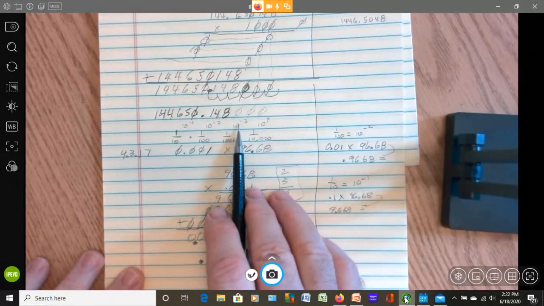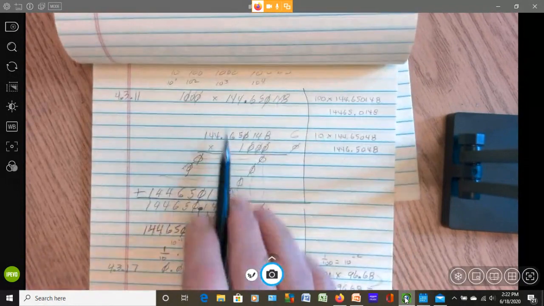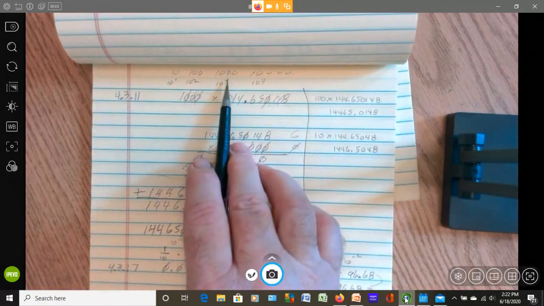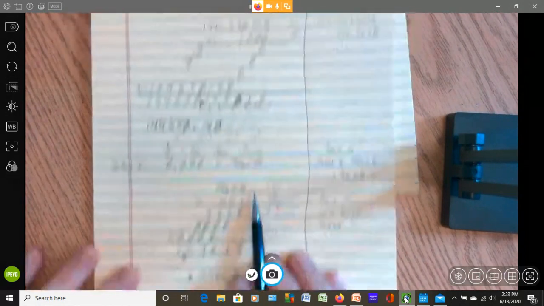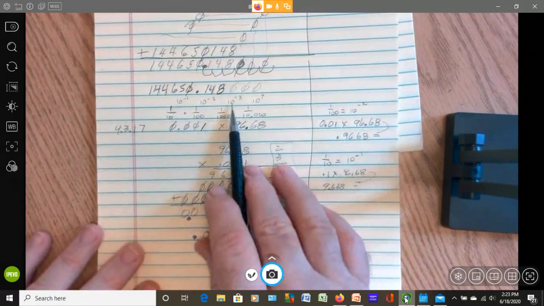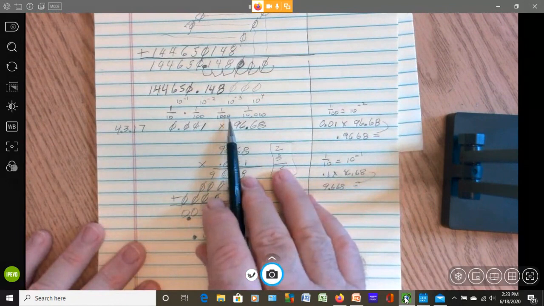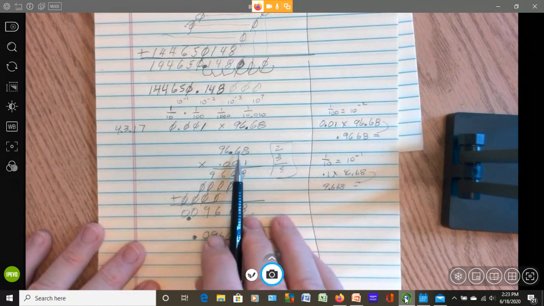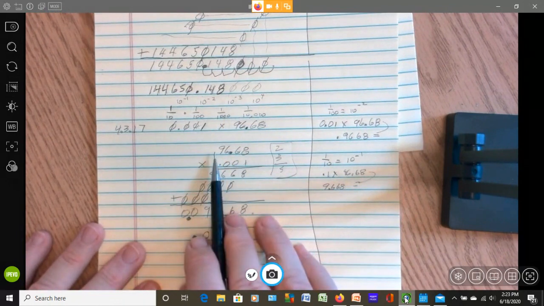Exponentially, the way that's written is 10 to the minus 3, meaning that it's not 1,000 over 1, 10 to the third. It's, in this case, 1 over 1,000, 10 to the minus 3. But the point is, this moved the decimal point 3 places to the left.